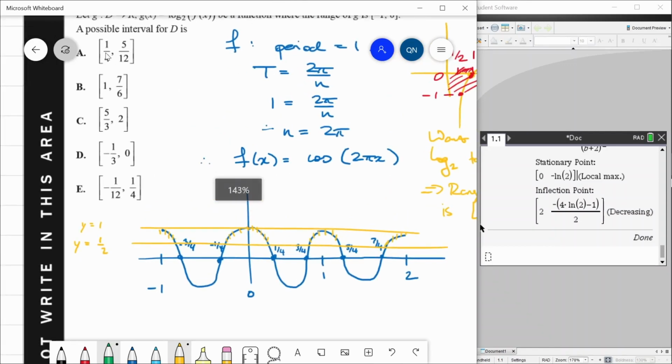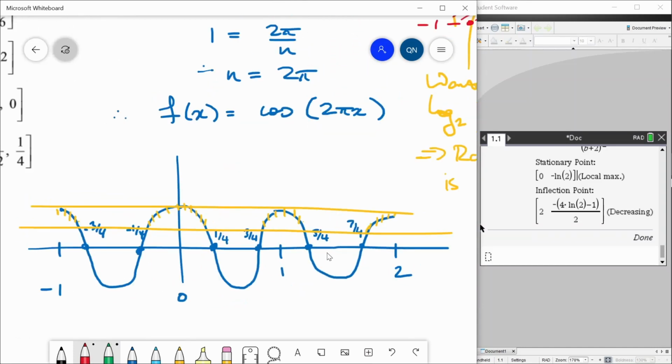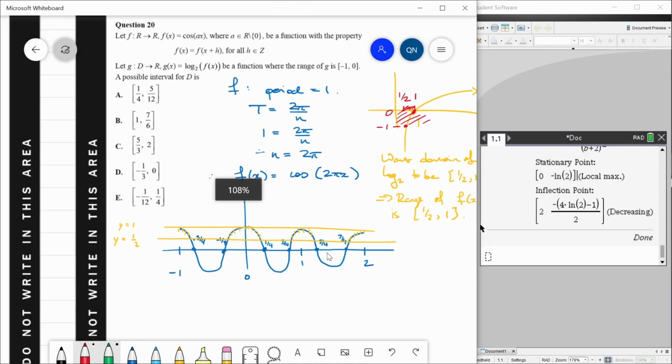So let's take a look at A, and we got 1/4 to 5/12. So, I mean, already A wouldn't be an option because you're starting at 1/4, which is outside of that yellow band there. So A wouldn't be right.